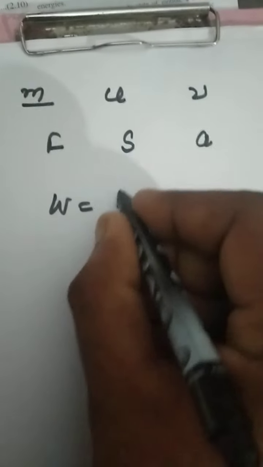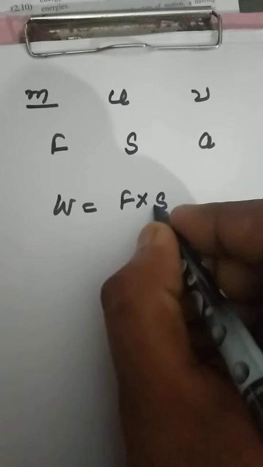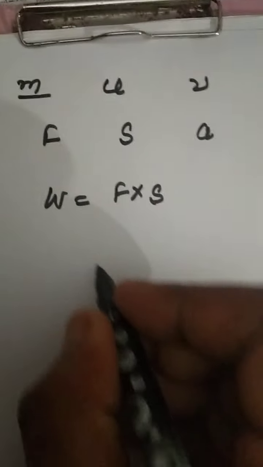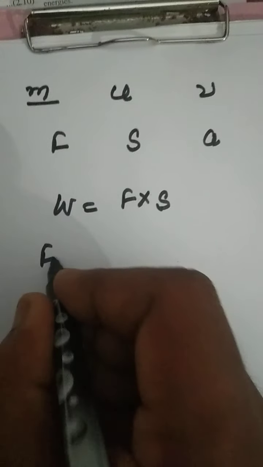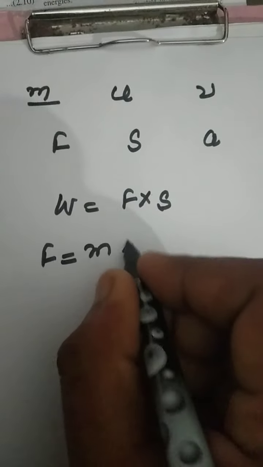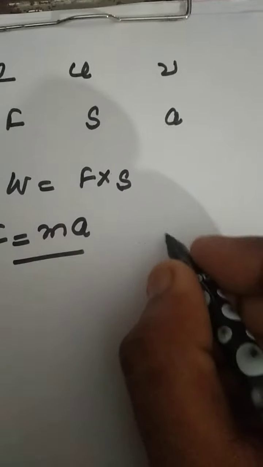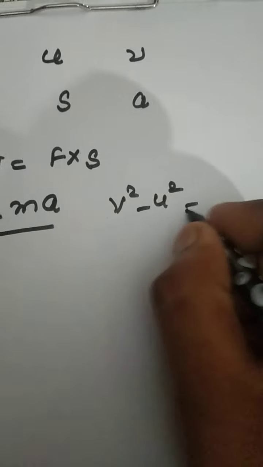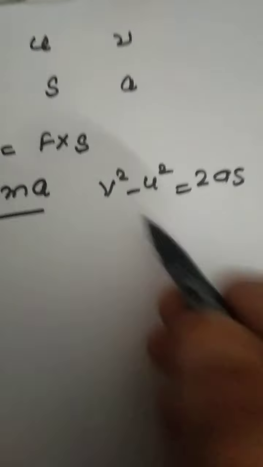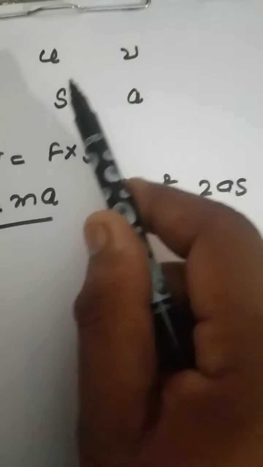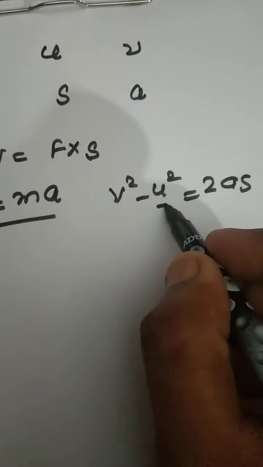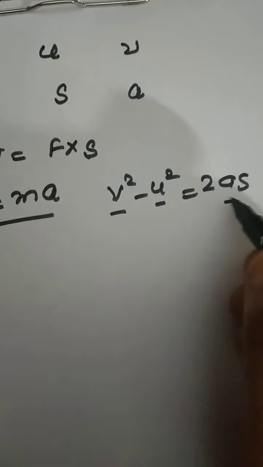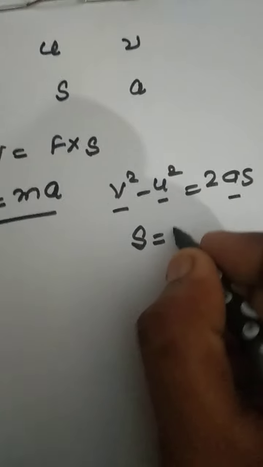In the same way, the work done equals force into displacement. What is the value of force? That we already know according to the second law, F equals ma. Now how can we find the value of s? Again the same formula we will use, v square minus u square equals 2as. This is correct because the initial velocity is u, final is v, and acceleration is a. Now we just find the value of s.